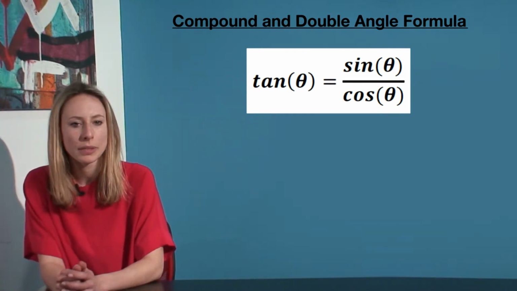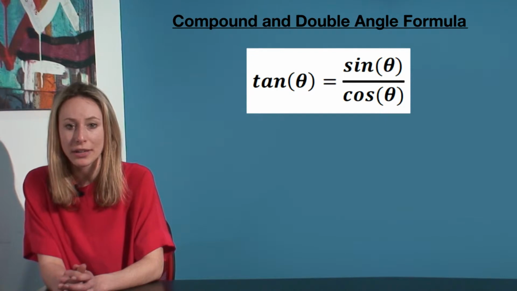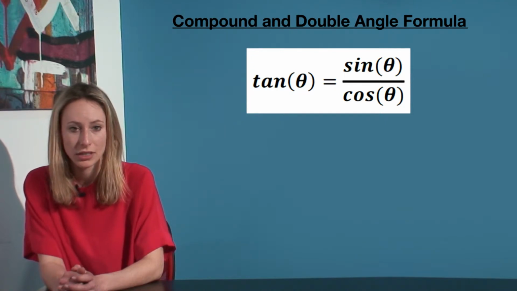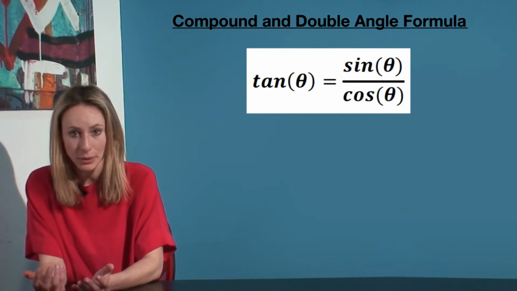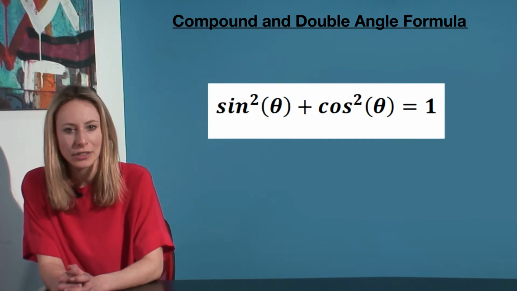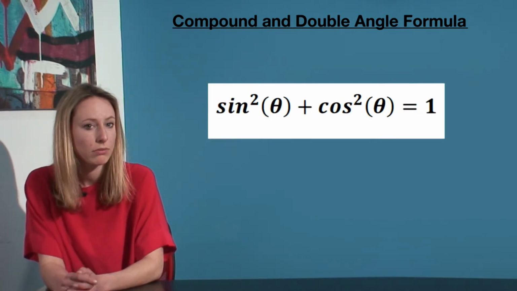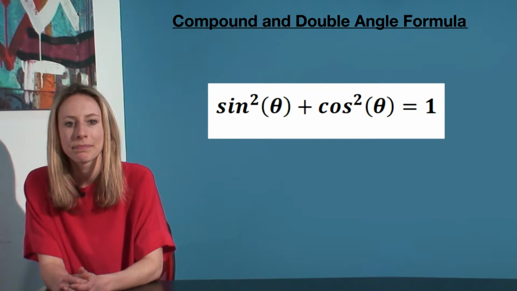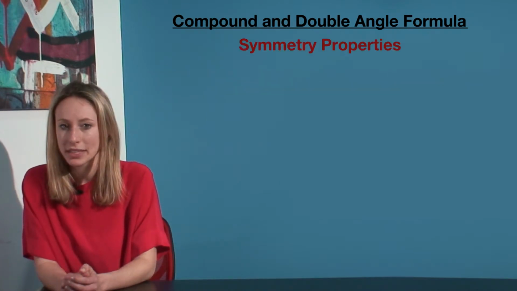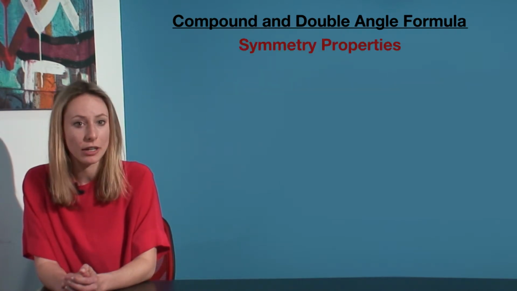The other important property from the unit circle is if we use Pythagoras' formula for a hypotenuse, a squared plus b squared equals c squared, we get the equation of sine squared plus cos squared equals 1, the length of the hypotenuse. Now, we will look at some of the properties that we need to know when solving trigonometric equations.